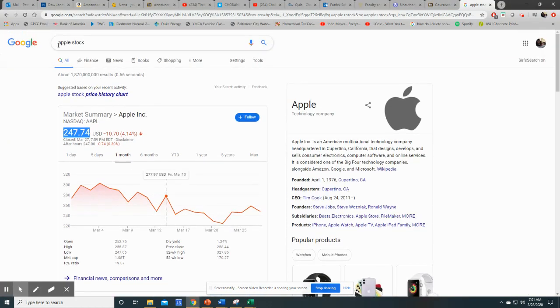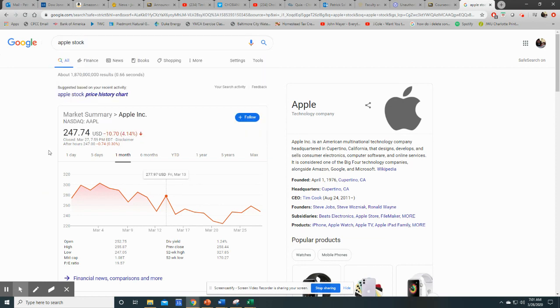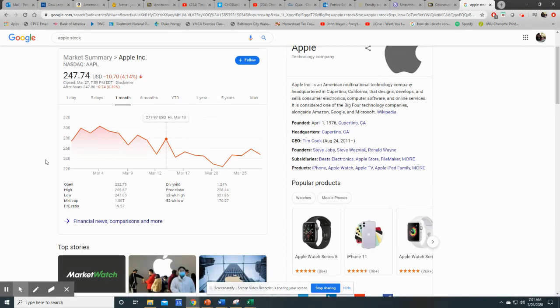What you're able to do, and you can use Google, you can use Yahoo Finance. They have good information. You can use MarketWatch. There are tons of sites if you just Google stock information that you can do your research on.